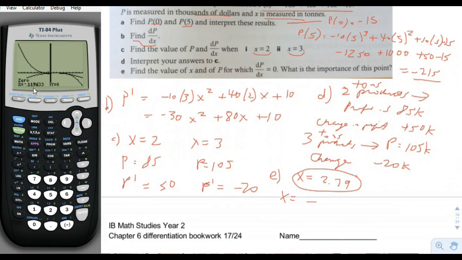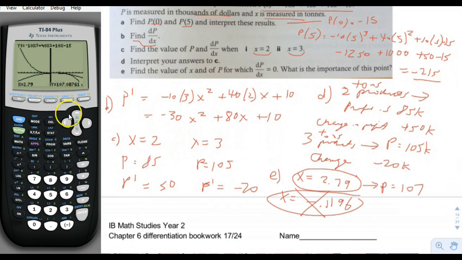The other is the negative 0.1196. And yeah, this one doesn't make any sense because that would be negative tons of products. So the one that makes sense is the 2.79. And so let's see. What if we did trace and we did 2.79? What would be the value of P at that point? It would be 107. So P is 107.